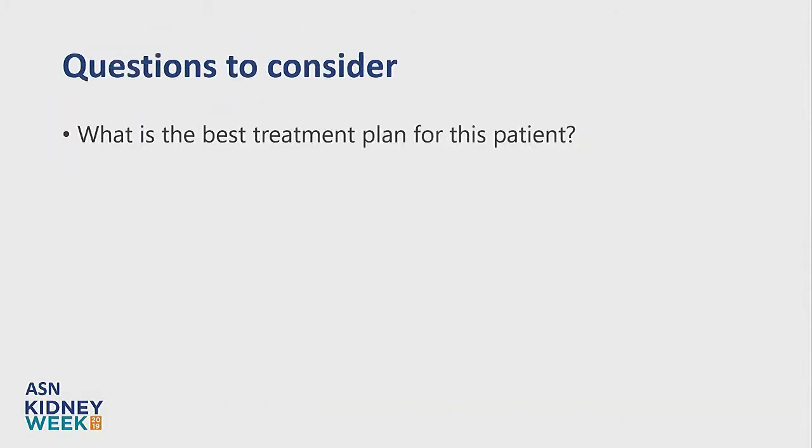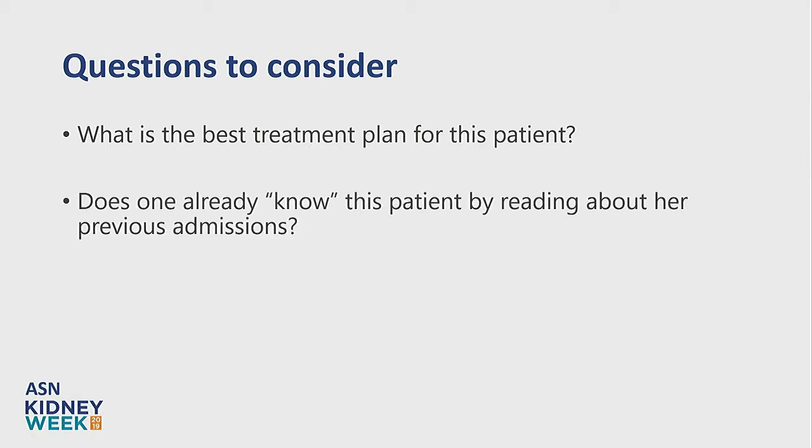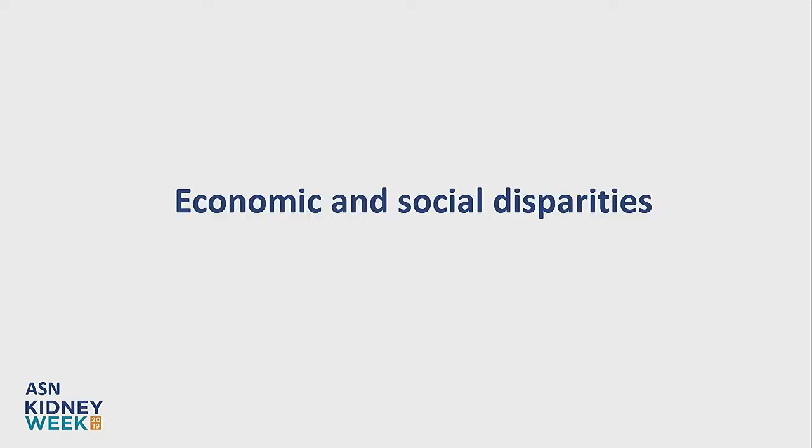So questions to consider as I move forward with these objectives: what is the best treatment plan for a patient like this? High social needs, ESRD on dialysis. And then another question to ponder is, when you see patients like this and you're reading through their 18 admissions, do you really feel like you know this patient? Do you feel like you've formed some conclusions about this patient? Does it bother you? Do you get kind of riled up about these things? So let's just think about that as we move forward.